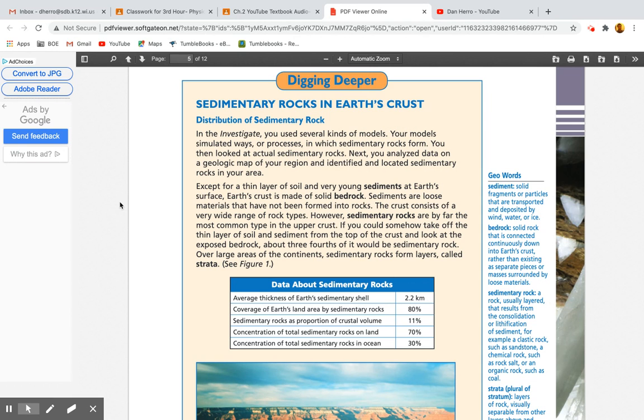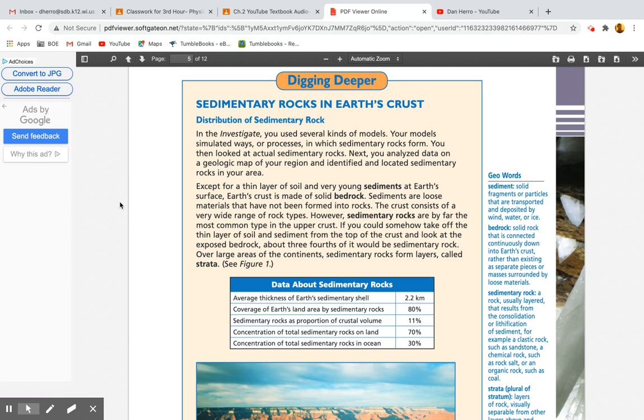Except for a thin layer of soil and very young sediments at Earth's surface, Earth's crust is made of solid bedrock. Sediments are loose materials that have not been formed into rocks. The crust consists of a very wide range of rock types. However, sedimentary rocks are by far the most common type in the upper crust. If you could somehow take off the thin layer of soil and sediment from the top of the crust and look at the exposed bedrock, about 3/4 of it would be sedimentary rock.